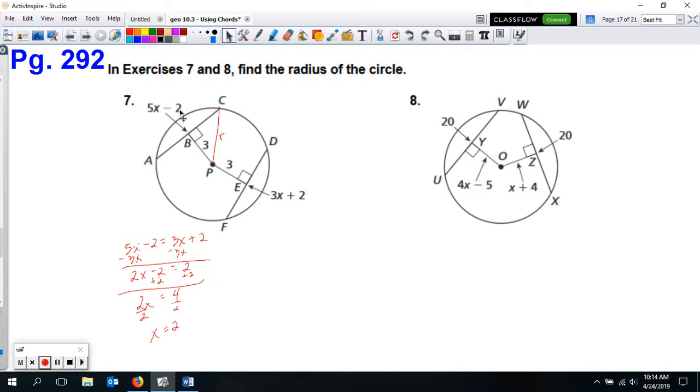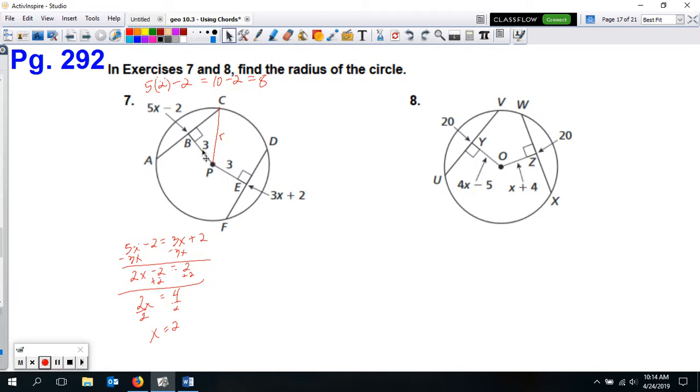So now that we know x is 2, I can plug that into right here, 5x minus 2, to figure out what the length of this AC is. So it's going to be 5 times 2 minus 2. Let's just go ahead and plug that in. So that's going to give us 10 minus 2 right there, and then 10 minus 2 would be 8. So the length of AC is 8, and what we do know is that this right here, this point B, is actually a perpendicular bisector to chord AC.